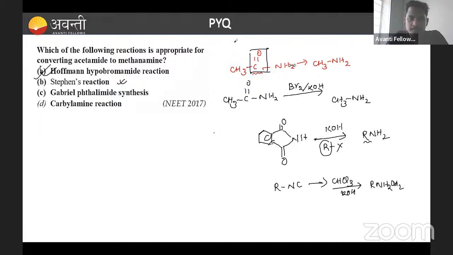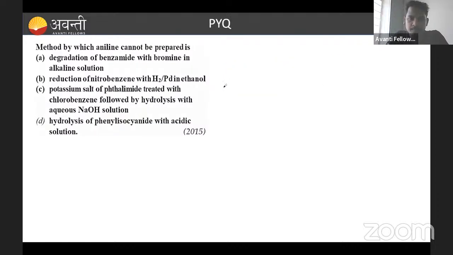The question is: the method by which aniline cannot be prepared. So in which method can we not prepare aniline? What is the formula of aniline? Aniline is an aromatic amine, so this is our aniline. Now let's see the methods one by one. Option A: degradation of benzamide with bromine in alkaline solution. So benzamide we will draw first. We are checking the options first. This is our benzene, and after that, this is our benzamide.